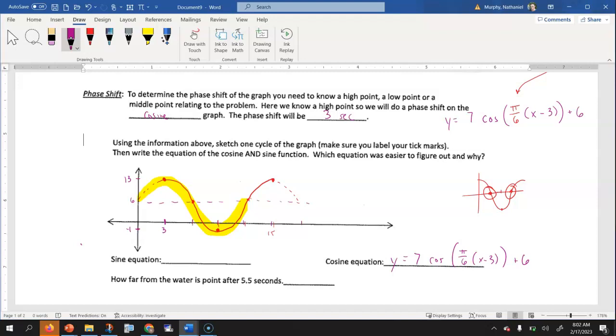Remember, if we're converting or comparing between sine and cosine functions, everything stays the same except for the phase shift, because we're still going to have the same horizontal stretch, the same vertical stretch, and the same vertical translation. The only difference between sine and cosine is with the phase shift. And so in this situation, if I look at the sine function, there is no phase shift.